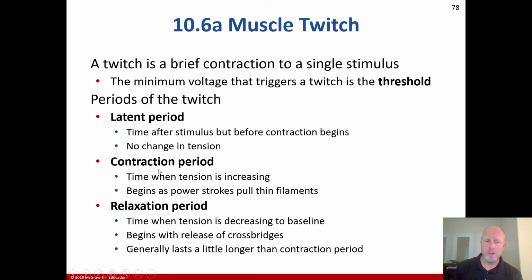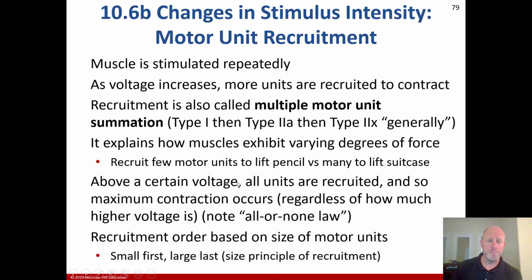The contraction period is the time when the tension is increasing, and it begins as the power strokes of the myosin heads pull those thin actin filaments. The relaxation period is a time when tension is decreasing toward baseline, and it begins with the release of cross bridges between the actin and the myosin. It generally lasts a little longer than the contraction period.